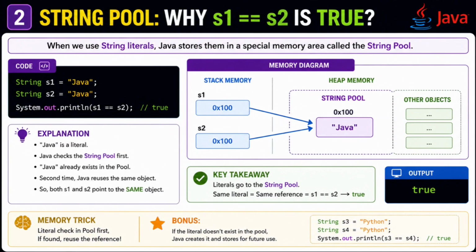If it does, Java reuses the existing object instead of creating a new one. As shown in the memory diagram, both S1 and S2 point to the same object. This optimization saves memory and improves performance. That's why identical string literals share the same reference. But now let's look at the interview question that confuses many developers.